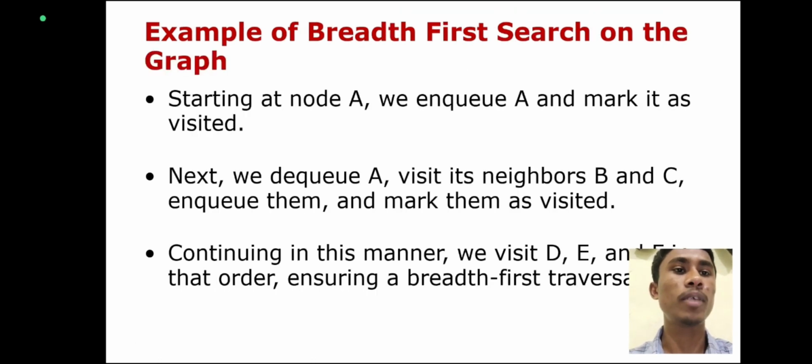As an example of breadth first search, we have discussed on the previous slide, one by one. Thus A is inserted. We enqueue A and mark it as visited. Next we dequeue A, visit its neighbors B and C, enqueue them and mark them as visited. Continuing in this manner, we visit D, E and F in that order, ensuring breadth first search traversal.